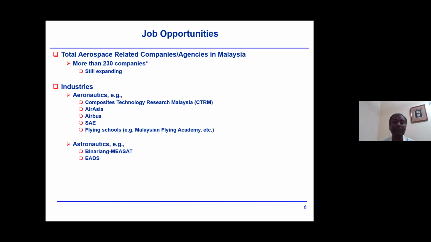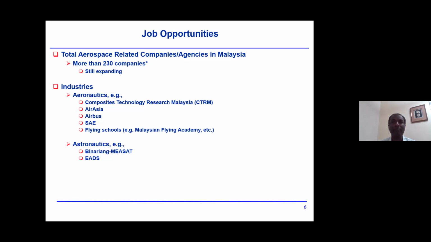In Malaysia, I've just given 2 examples. Measat, well, you guys watch Astro. You have Maxis providing mobile services. All these are driven by satellite services in Malaysia through Measat and Binariang. Through Binariang, they own the Measat satellite series. So you see there's a lot of opportunities. I have a lot of students working in Binariang as a satellite engineer, as a satellite maintenance engineer, as a satellite design engineer, and so on.